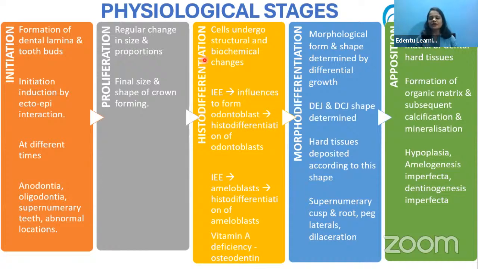And there is the dilaceration. Dilaceration means a sharp bend in the root of the tooth. If some trauma or injury happens during this morphodifferentiation stage, then the tooth will start forming at a different angle. Such sharp bends in the tooth are called dilaceration.